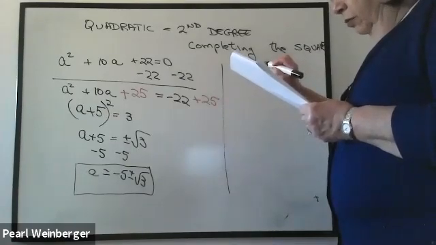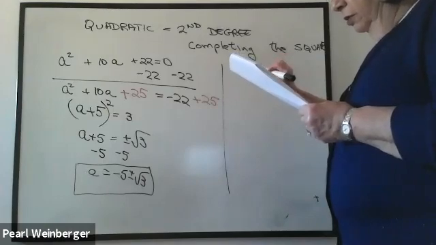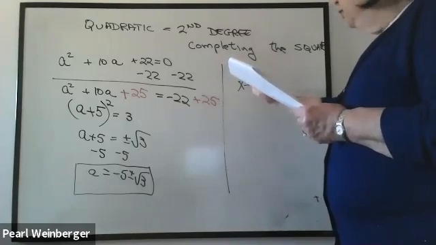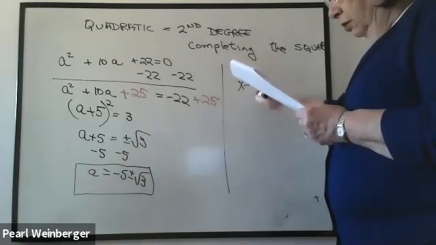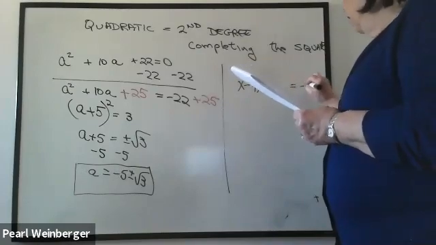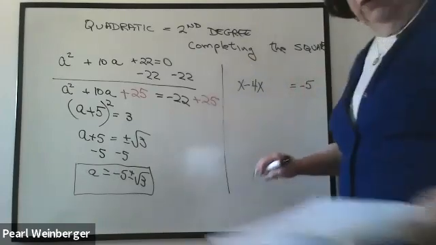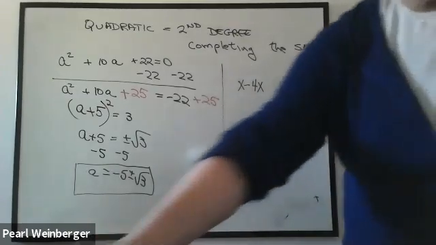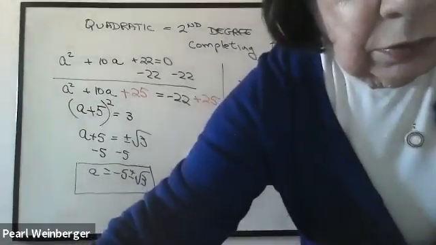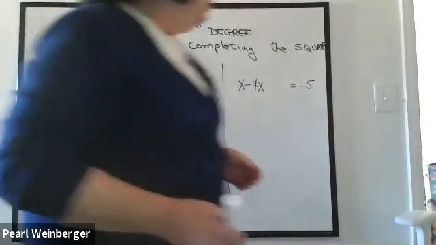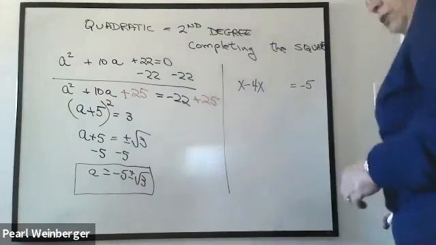Suppose I give you this, x squared minus 4x equals negative 5. I'm going to give you a few minutes to try and solve that on your own. Stand by while I do it. Okay, let's see how we're going to do this.